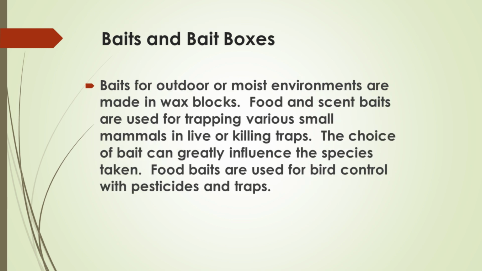Baits and bait boxes. Baits for outdoor or moist environments are made of wax blocks. Food and scent baits are used for trapping various small mammals in live or killing traps. The choice of bait can greatly influence the species taken. Food baits are used for bird control with pesticides and traps.